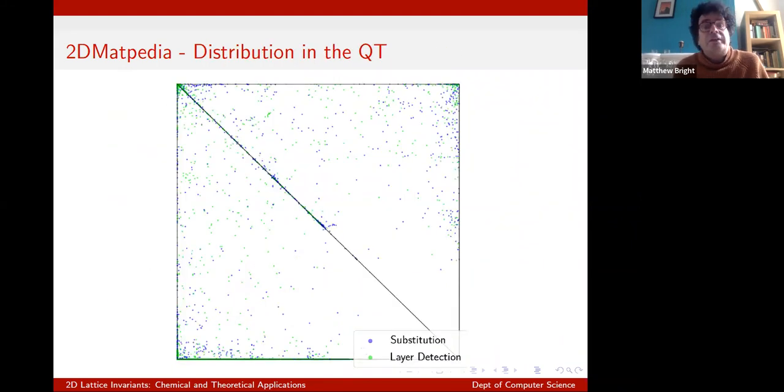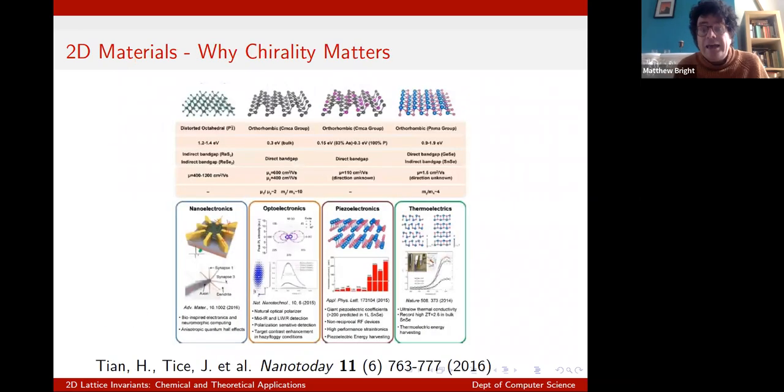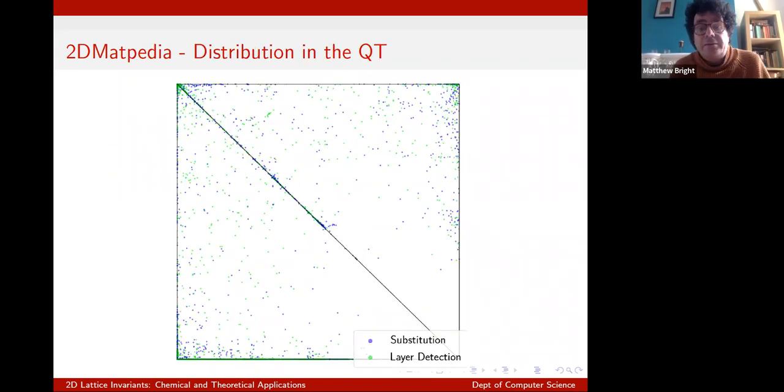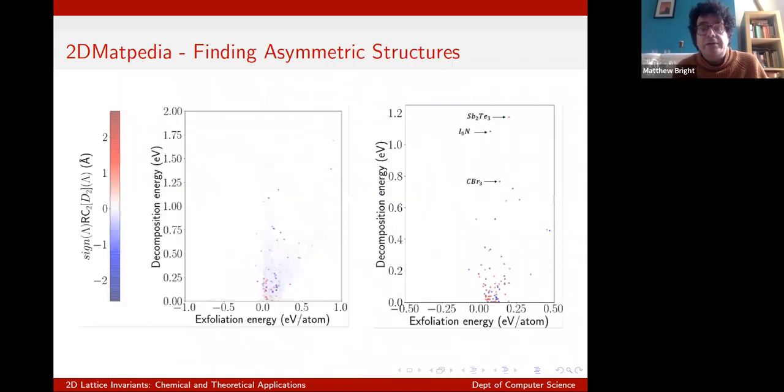So the question is, how can we use chirality? Remember that we care about finding asymmetric lattices, but we want to be able to make them. So what we want to do is look for things that are highly asymmetric, but also where there's some indication that they might be stable in two-dimensional form. So what can we do?